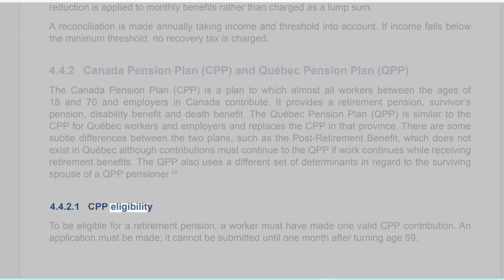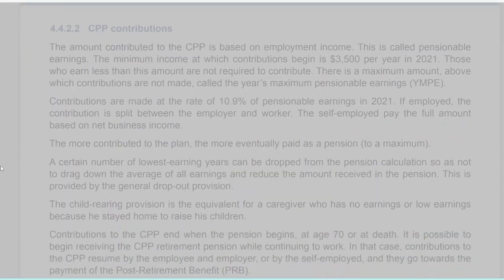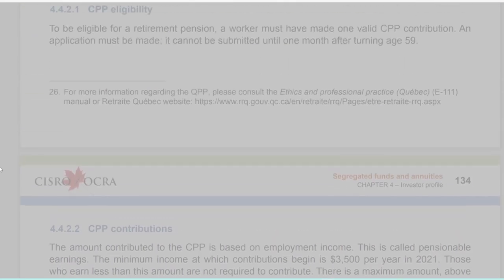4.2.1 CPP eligibility. To be eligible for a retirement pension, a worker must have made one valid CPP contribution. An application must be made. It cannot be submitted until 1 month after turning age 59. For more information regarding the QPP, please consult the Ethics and Professional Practice, Quebec.